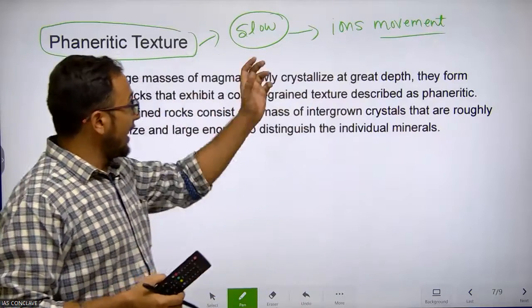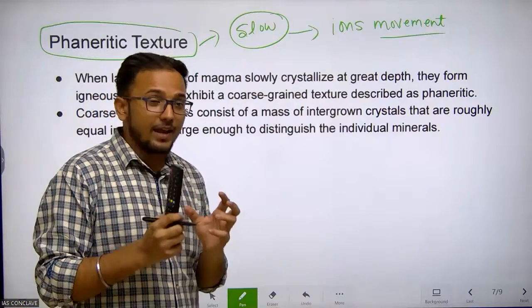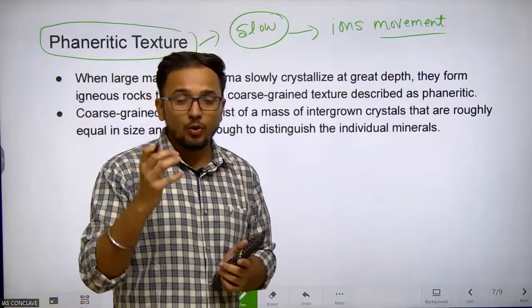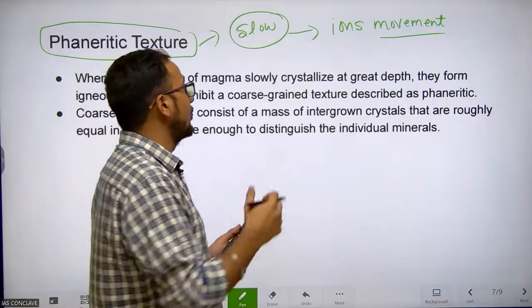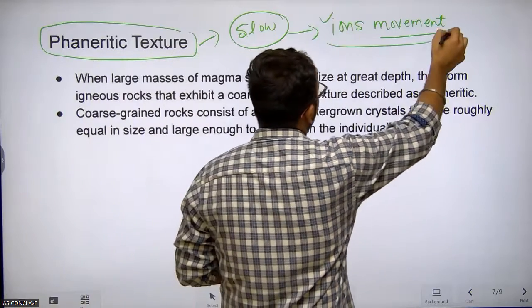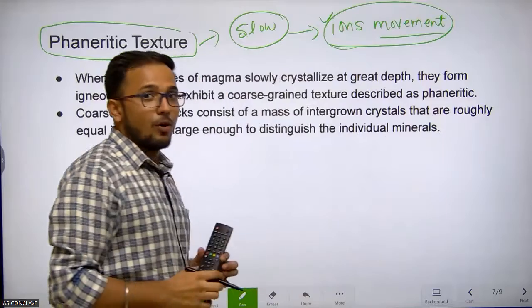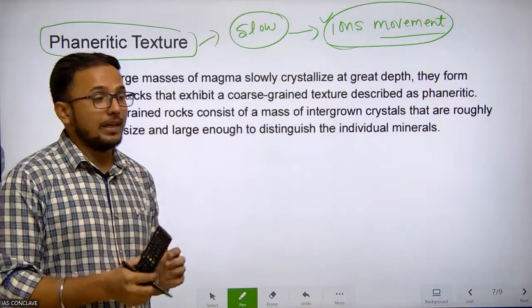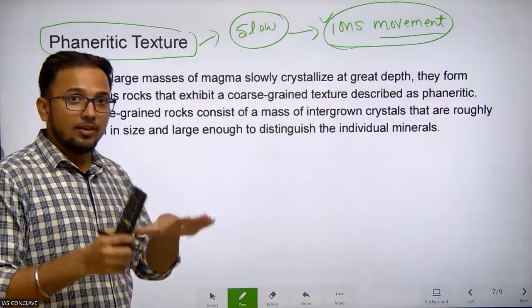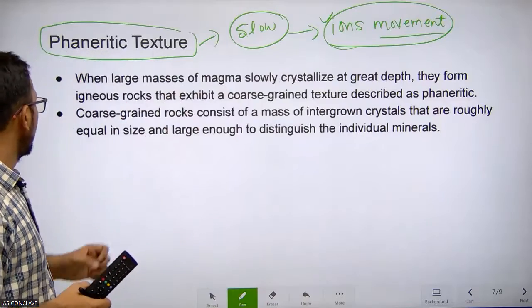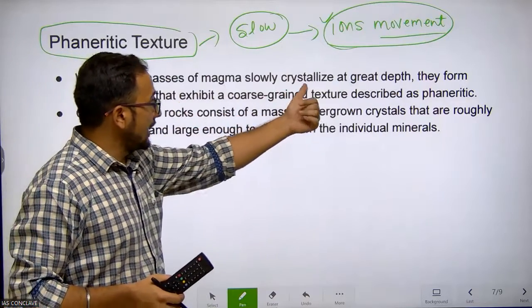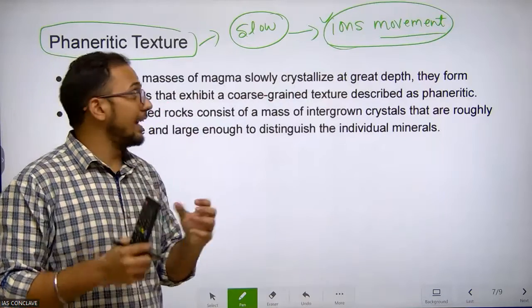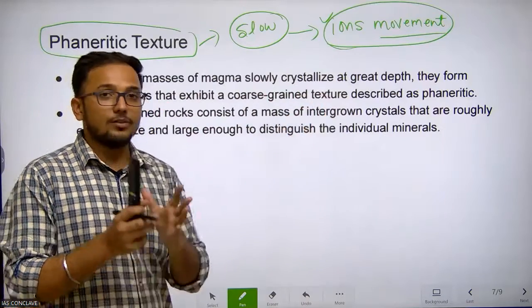So the movement of ions continues. That's why only few crystal nuclei form. Only few crystal nuclei form, and that's why coarse grain minerals form in this slow cooling, or in the intrusive igneous process. Now, when a large mass of magma slowly crystallizes at a greater depth, it forms igneous rocks that exhibit coarse grain textures and are described as phaneritic.